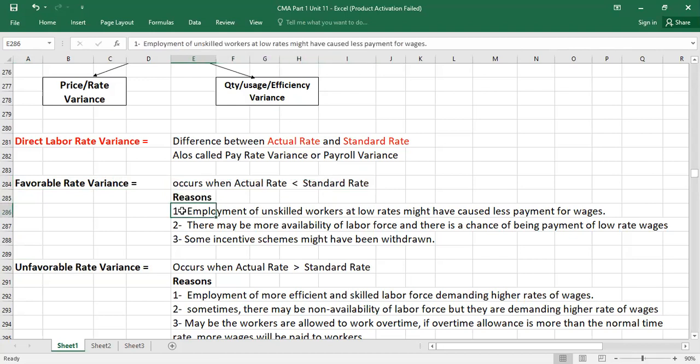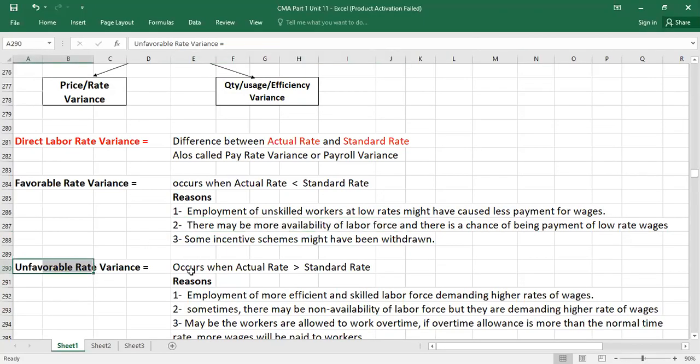The first reason could be maybe the employment of unskilled workers at low rates might have caused less payments for the wages. The second reason could be there may be more availability of labor force, and there is a chance of payment of low rate wages. As we know, if there is more supply of labor, maybe they might be working at a low rate also. The third is, sometimes we are also offering incentives to the labor, and these incentives are a cost to the company. So if the company has withdrawn the incentive, this could result in the favorable rate variance as well.